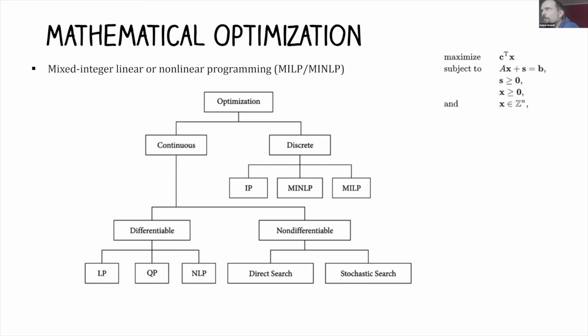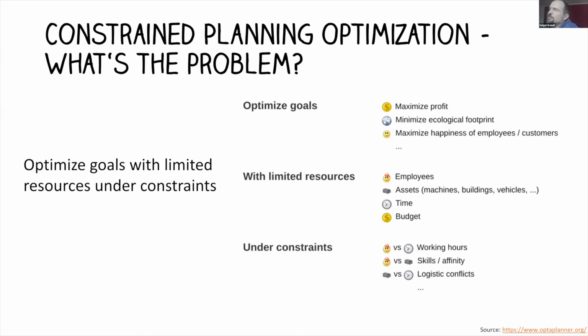Another very popular way which we use to optimize processes, and which we can also assess in a simulation context, is mathematical optimization, where you basically try to formulate your problem or your planning process as a set of linear equations which you then try to optimize. And my favorite choice actually is constraint planning, because it's another type of optimization where you try to optimize goals with limited resources under certain constraints.